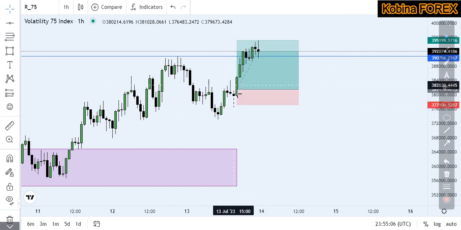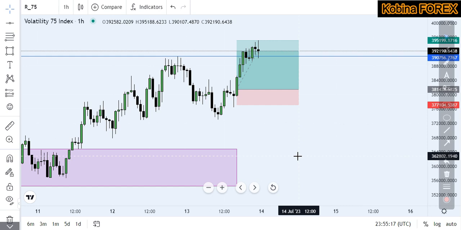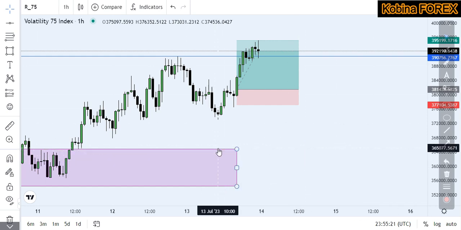So you take your entry right in here inside this fair value gap, expecting to take off from here with this small stop. So this is how breakers really work. We are on volatility 75.